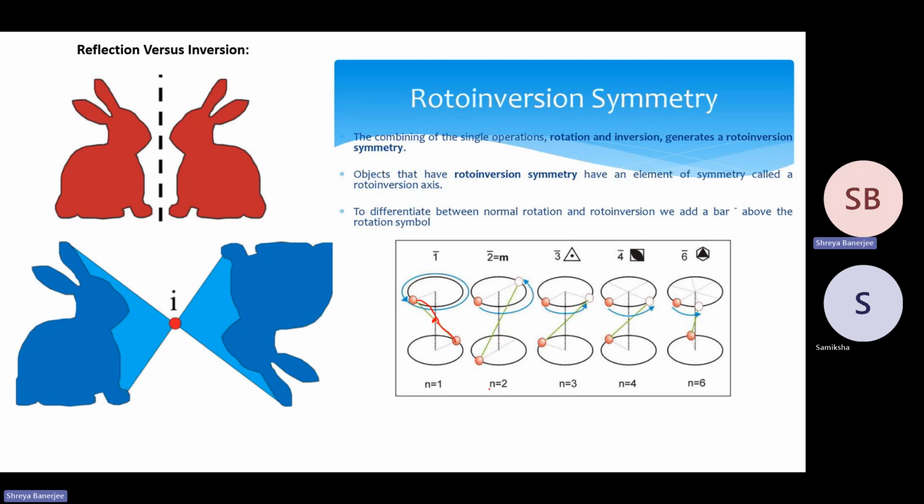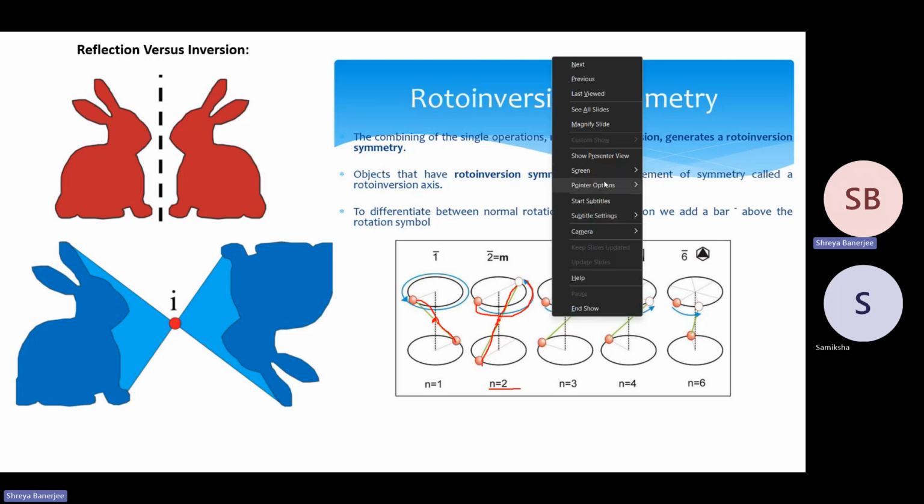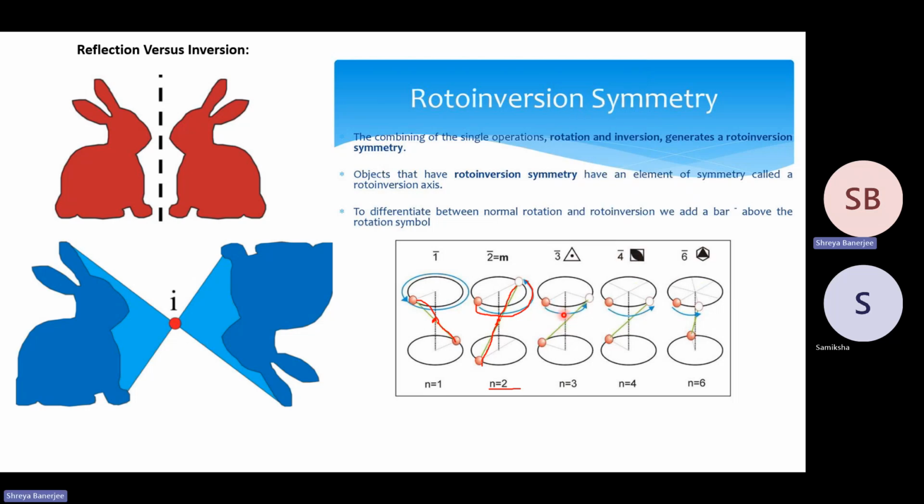When it is 2, then you are first rotating by 180 degrees till the molecule comes here, and then you are inverting it. So you're passing it through the inversion center and an equal distance in the opposite direction. When it is 3, the rotation is through 120 degrees, and after the 120 degree rotation, it is inverted to get the roto-inversion symmetry with an n of 3. Similarly for 4 and so on. So roto-inversion is just a combination of rotation and inversion.